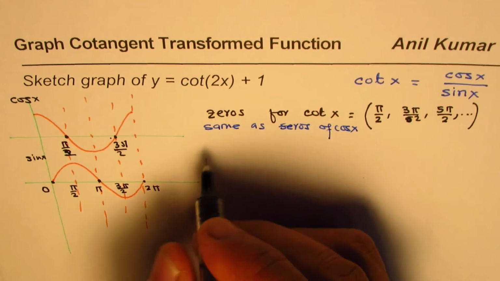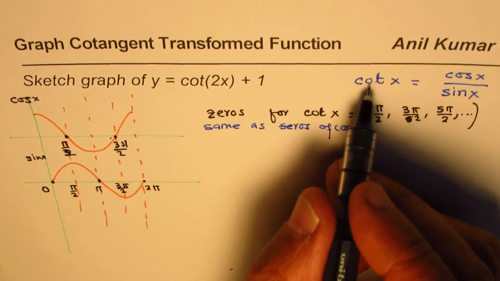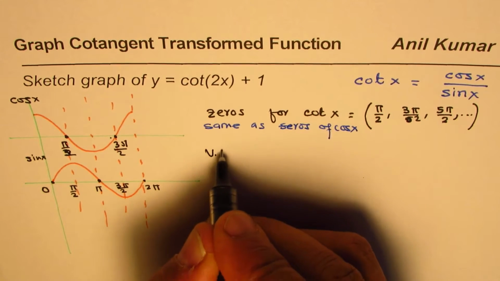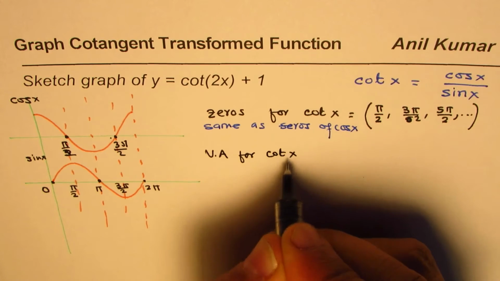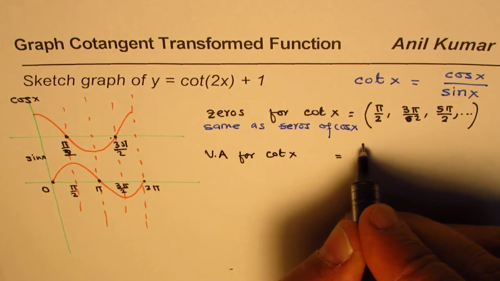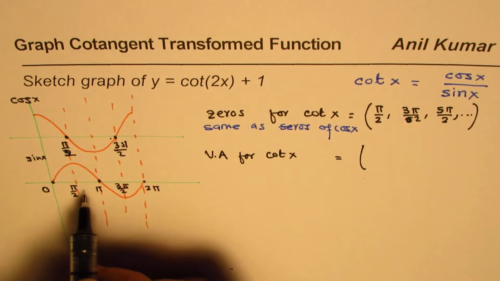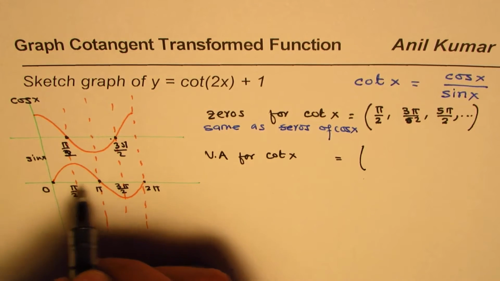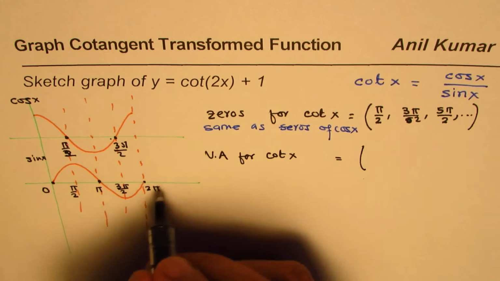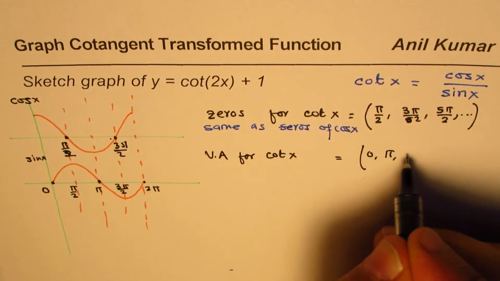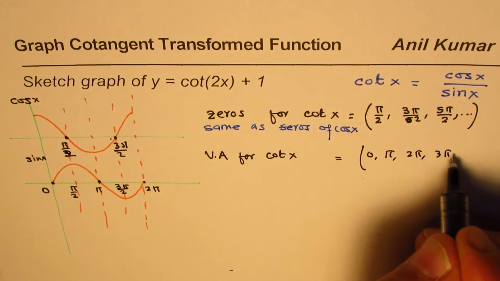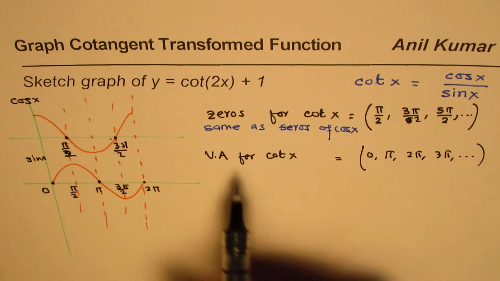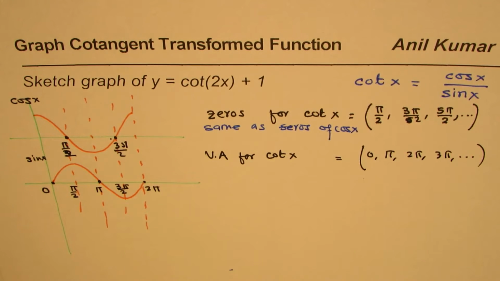Now, what are the vertical asymptotes? Zeros of sin x will give us vertical asymptotes for cotangent, right? So vertical asymptotes for cotangent x will be equal to zeros of sin x, correct? Which are 0, pi, 2 pi, or n pi, and so on, correct? So these are the vertical asymptotes for cotangent x.